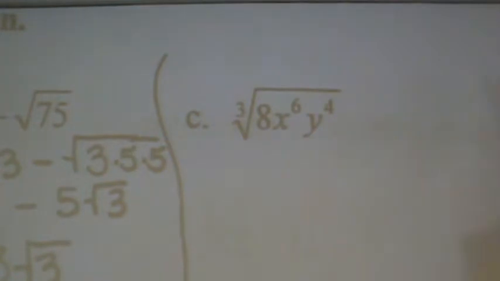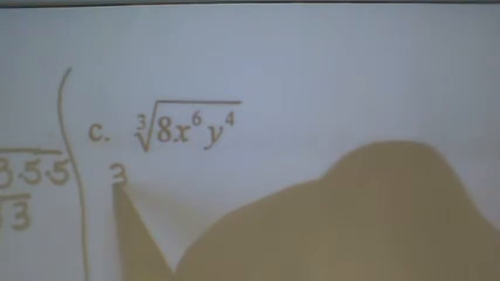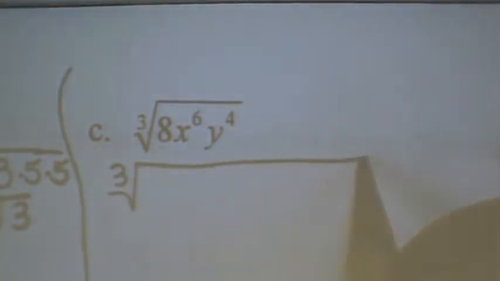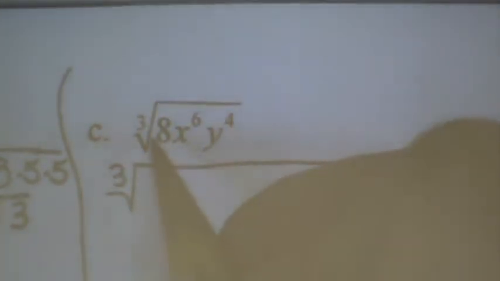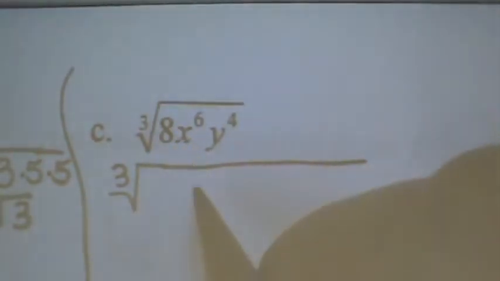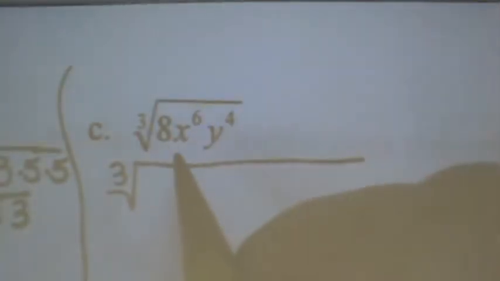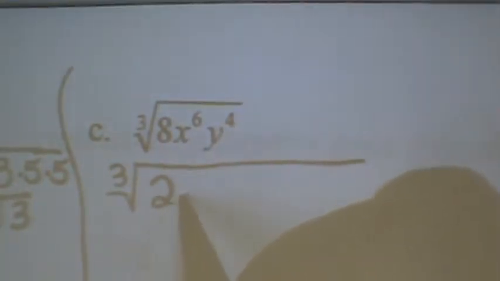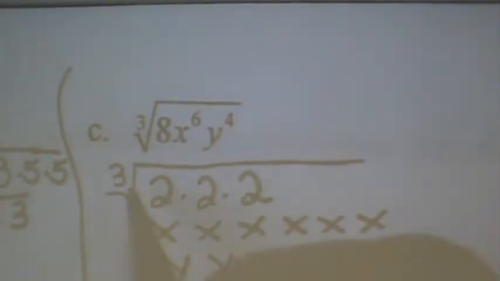Okay, C. What are we looking for? Cube root. If you are a visual learner, everybody look at this one. I can't make this any simpler than what I'm about to do. How do you break up 8? 8 is 2 times 2 times 2, correct? How do you break up x to the 6th power? It's 6 x's. And how do you break up y to the 4th? You've got 4 y's.